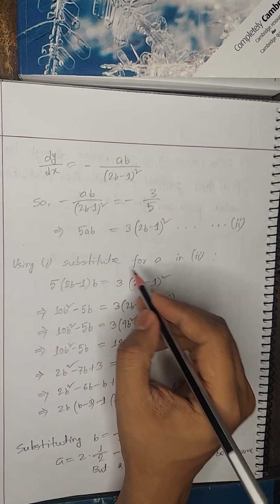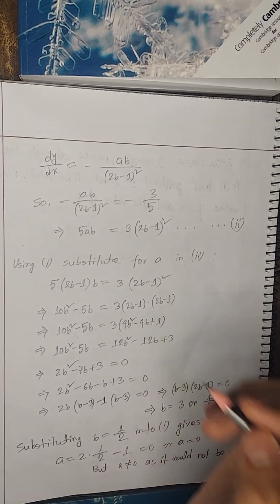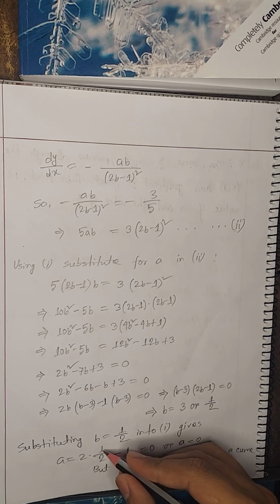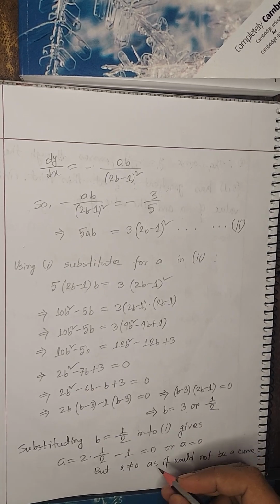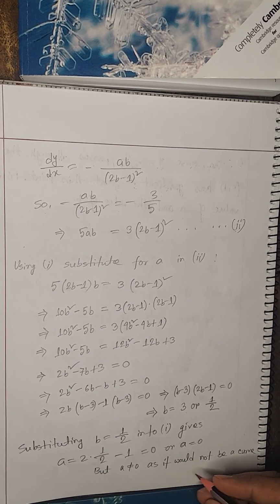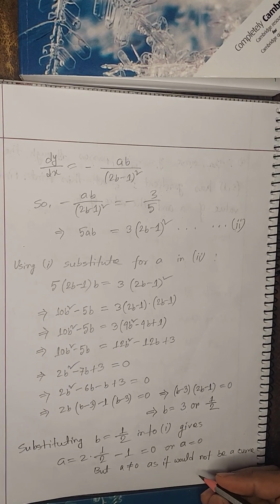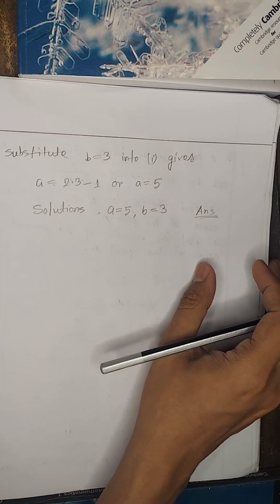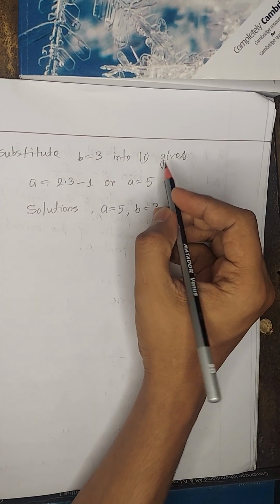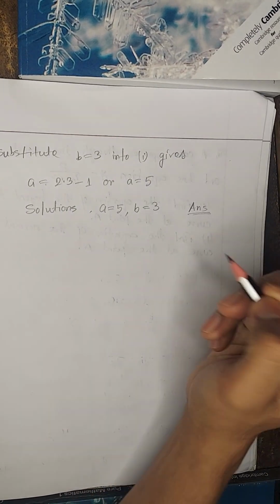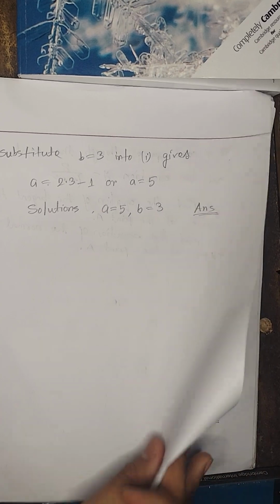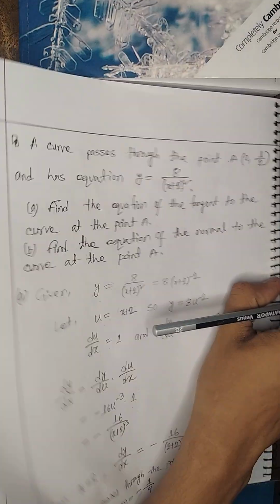Using equation 1, substitute for a in equation 2, and we get the value of b, which is 3 or half. Substituting the value of b is equal to half into equation 1 gives a is equal to 0, but it's not possible because it would not be a curve then, right? Now substituting b is equal to 3 into equation 1 gives a is equal to 5, so the value of a is 5 and b is 3. Now another problem here.